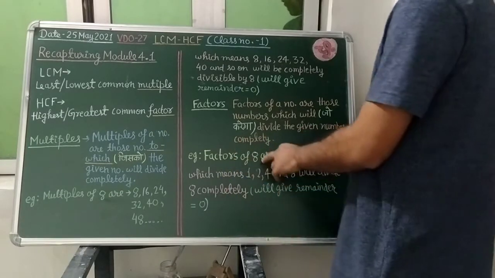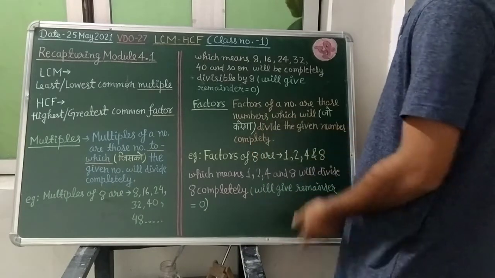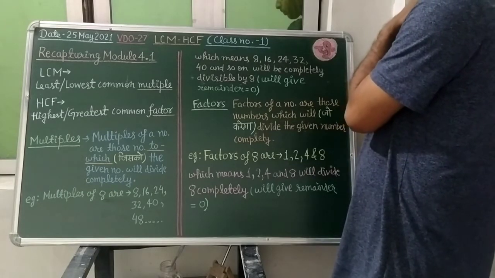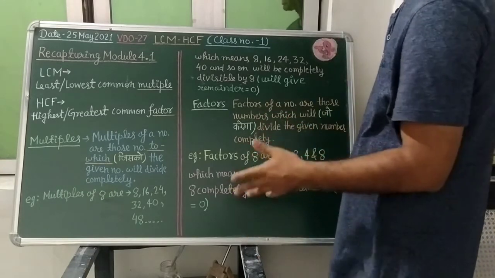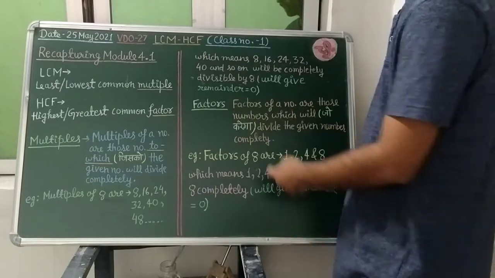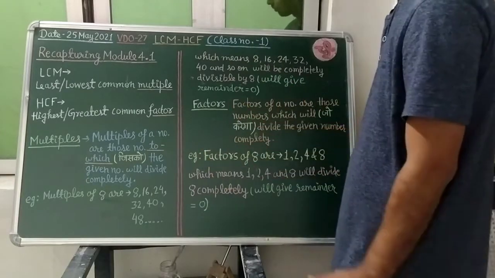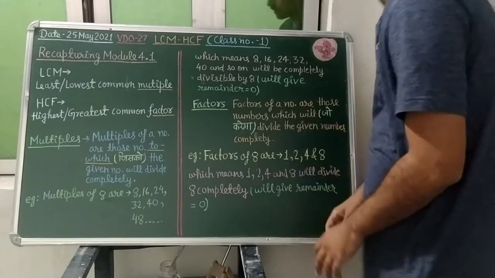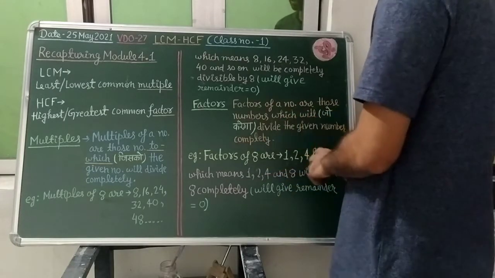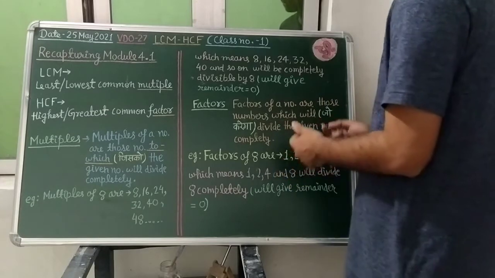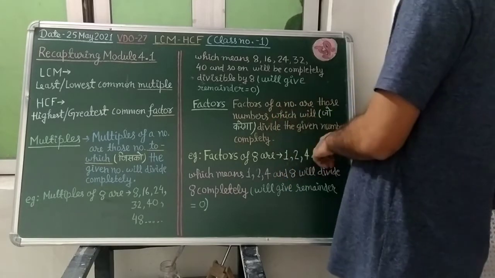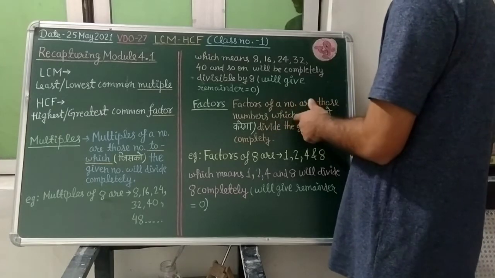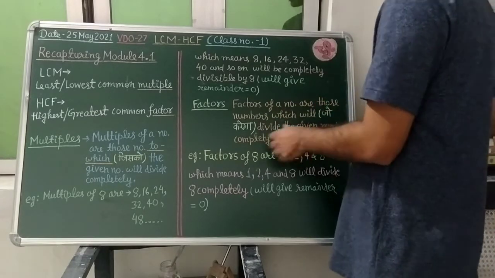So if we are talking about 8, we see, students, that 1, 2, 4 and 8 are going to divide 8 completely. And of course, 9, 10, 11 are more than 8, so they are also not going to divide it. So what are factors, friends? Factors of a number are those numbers which will divide the given number completely.